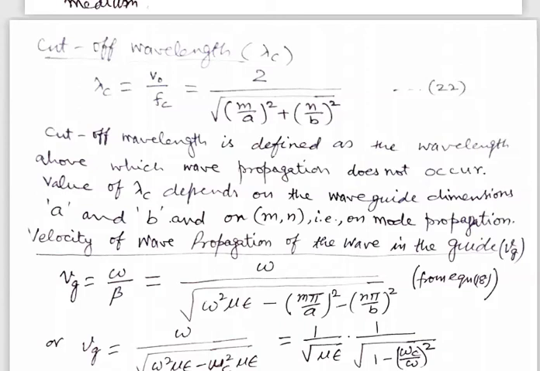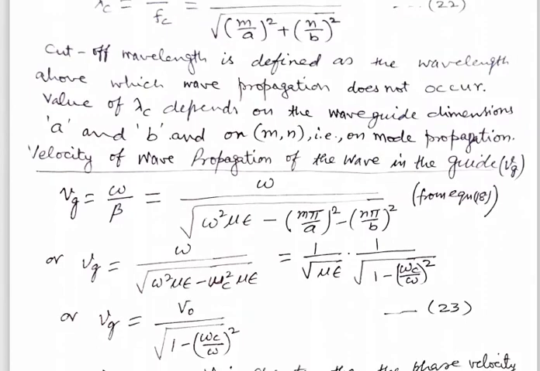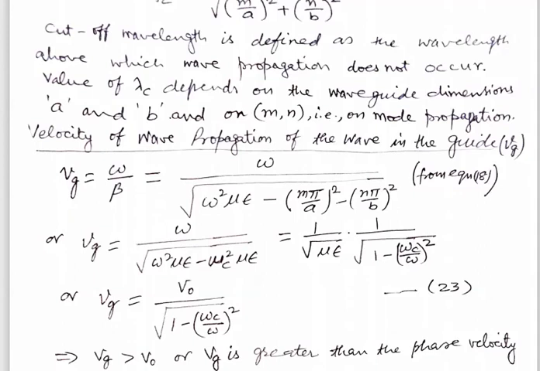Cutoff wavelength is the maximum wavelength above which the wave propagation does not occur, and it depends on the waveguide dimensions a and b, and also on the mode numbers m and n. Similarly, the velocity of wave propagation Vg is given by omega upon beta.